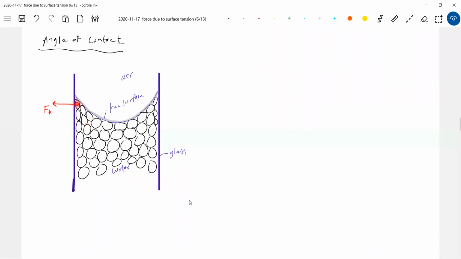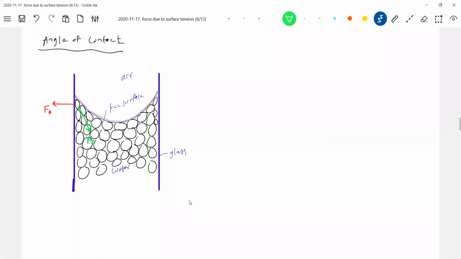What do you mean by cohesive? What do you mean by adhesive? Adhesive is the force of attraction between molecules of different kinds, the glass molecule and the water molecule. That interaction is the adhesive force. These adjacent molecules will exert force. That is the cohesive force. And how does it act? The cohesive force will act in this direction.